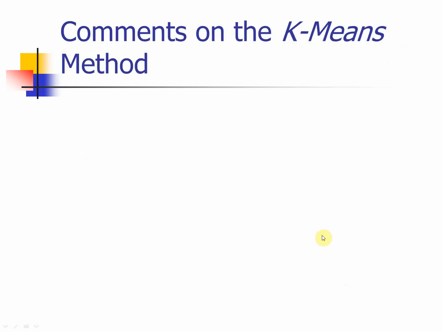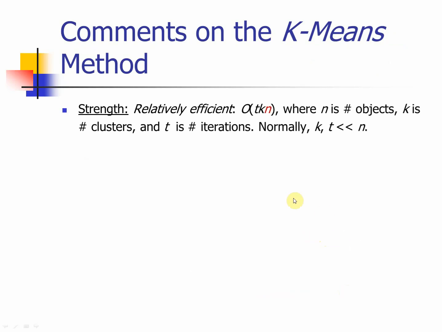So finally, let's summarize what we have learned in the K-means method. The strength of K-means clustering is that it's super simple. The idea is very easy. More importantly, the big O analysis is fantastic. If you truly understand K-means clustering, the big O analysis is T multiply K multiply N.